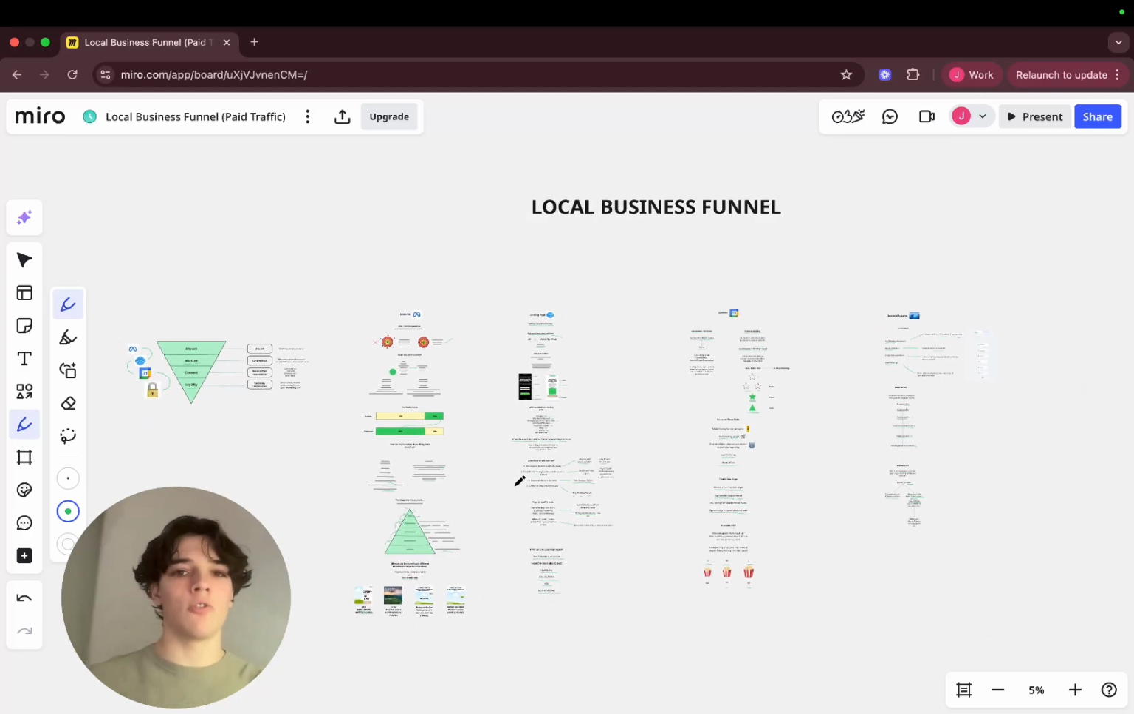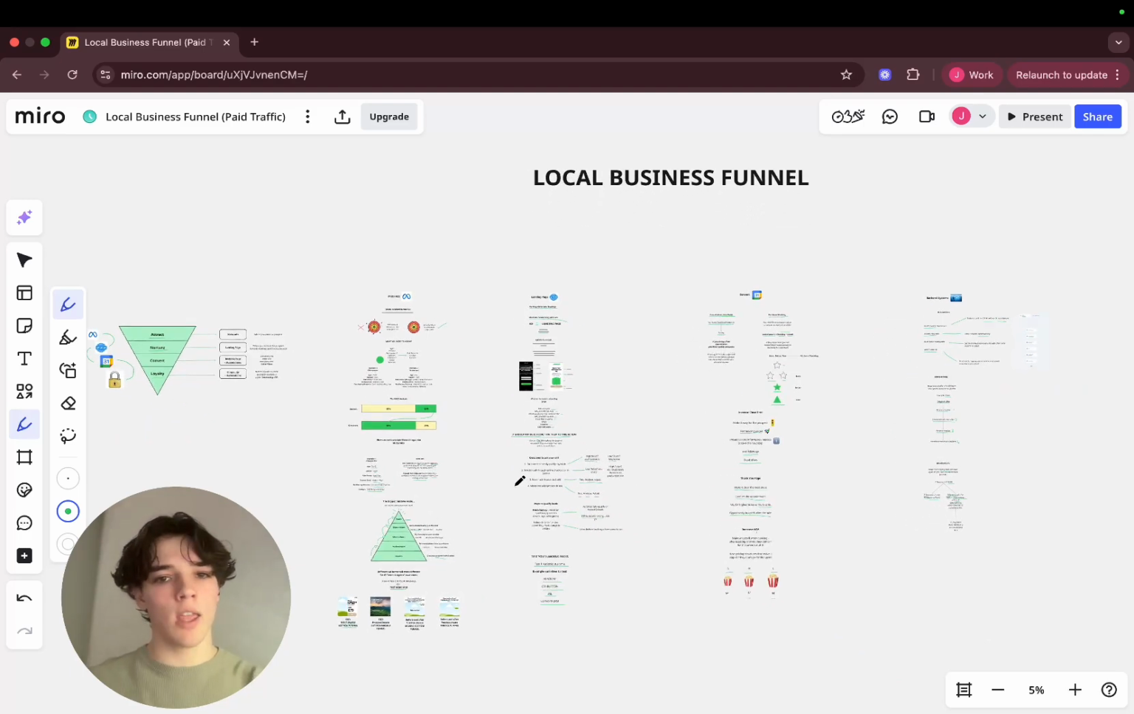So take ideas from this, don't copy it exactly, and you can implement all these different things across all different types of local businesses if you're doing between 15 and 50K per month.